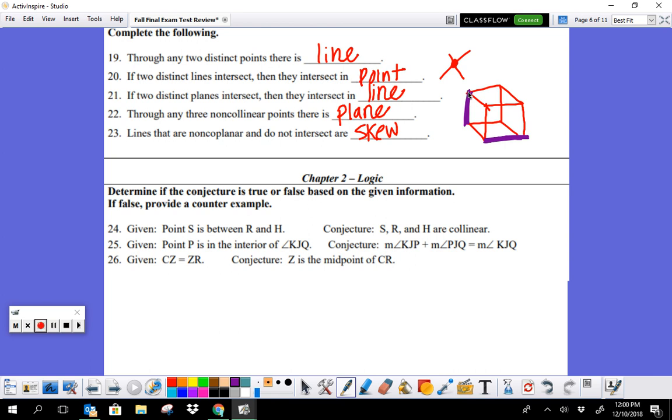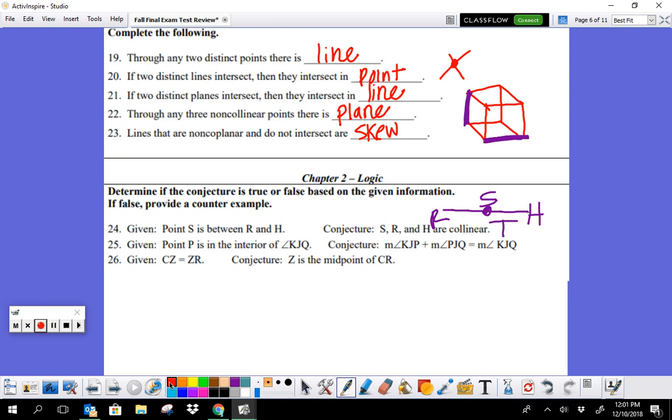Okay, this next chapter was over logic. This says determine if the conjecture is true or false based on the given information, and if false, provide a counterexample. Remember, a counterexample is something that's going to prove your conjecture wrong. So 24 says given, point S is between R and H, and the conjecture is that S, R, and H are collinear. So think about this. If you have R and H and point S is in the middle, then they are collinear, so that would be true.